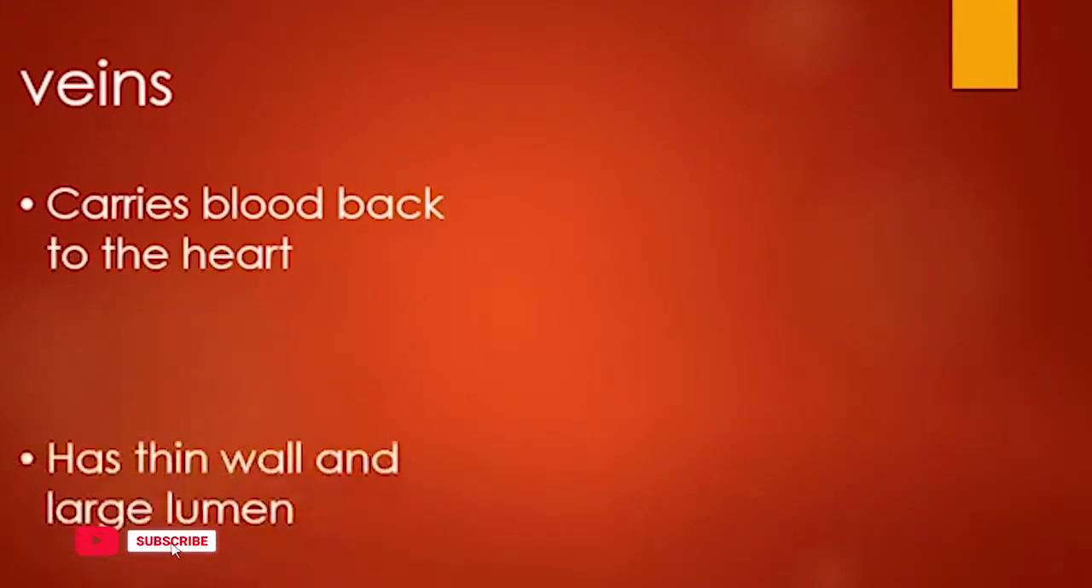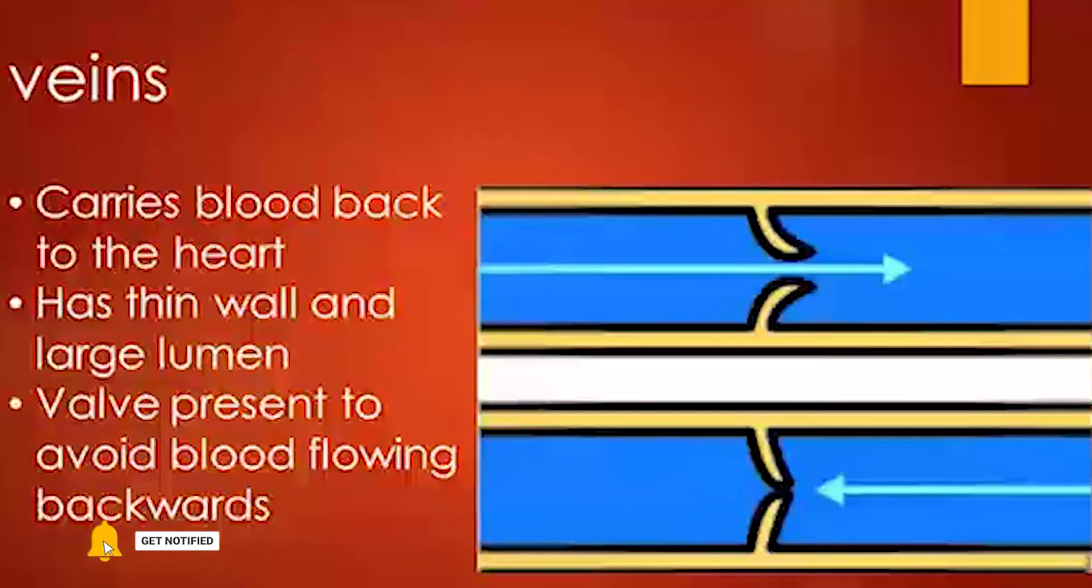Slide 4. Veins carry blood back to the heart from the organs. As the pressure exerted by the heart does not have an effect on the blood flow in the veins, the pressure in the veins is relatively low. Therefore, veins have thin walls and a larger lumen compared to the arteries. It contains valves open towards the heart. It prevents blood from flowing backwards.